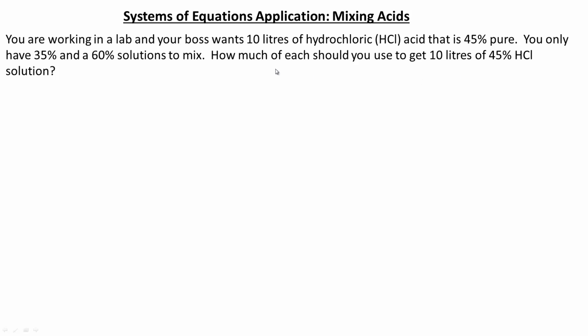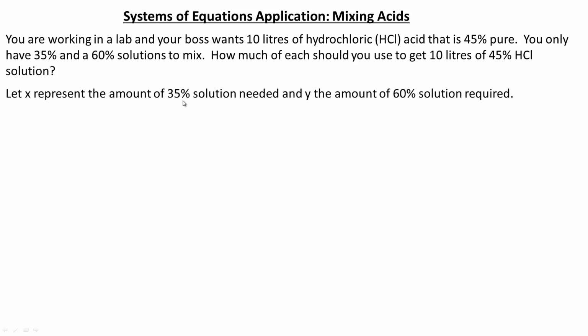It says you only have 35% and 60% solutions to mix, so you're going to mix those to get this 45% solution. You're asked how much of each you should use to get the 10 liters of 45% HCl solution. So we need some let statements first. Let X represent the amount of 35% solution you need, in liters, and Y is the amount of 60% solution you're required to use.